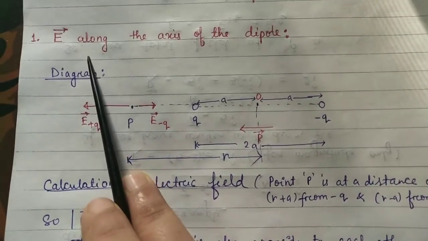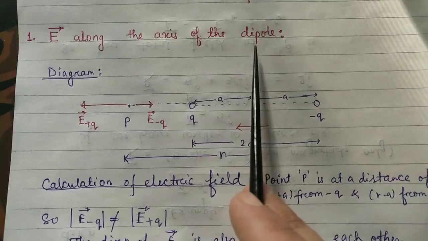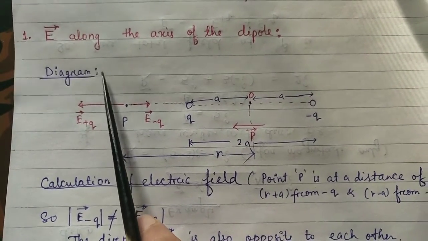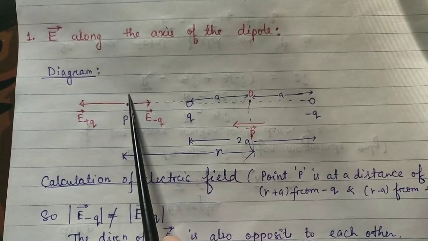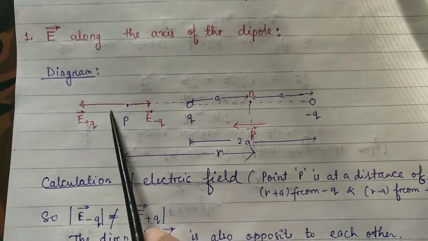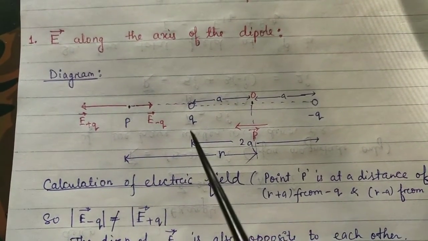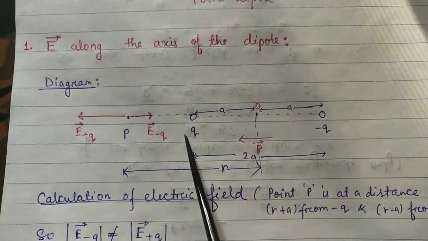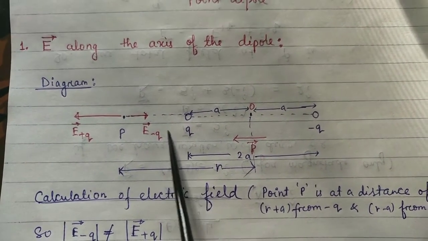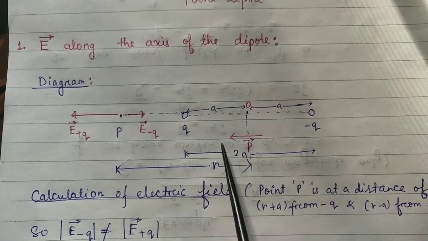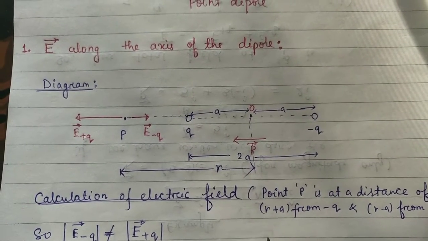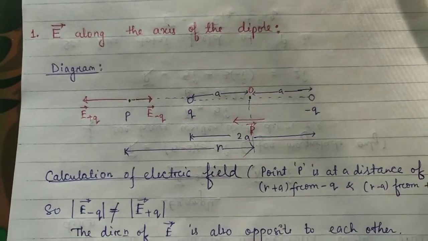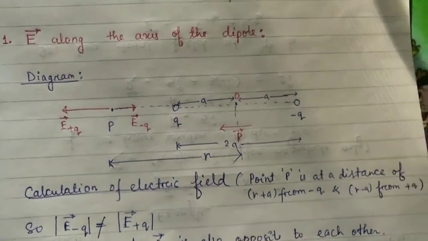So to find the electric field along the axis of the dipole, first let us understand the diagram very carefully, because the diagram is the first step and we can just extend it if we understand the diagram properly. If your diagram is not proper, or if you do not know where to write which quantity in the diagram, then you cannot derive this formula. So first of all, see the diagram. I will explain each part including the directions in the diagram.